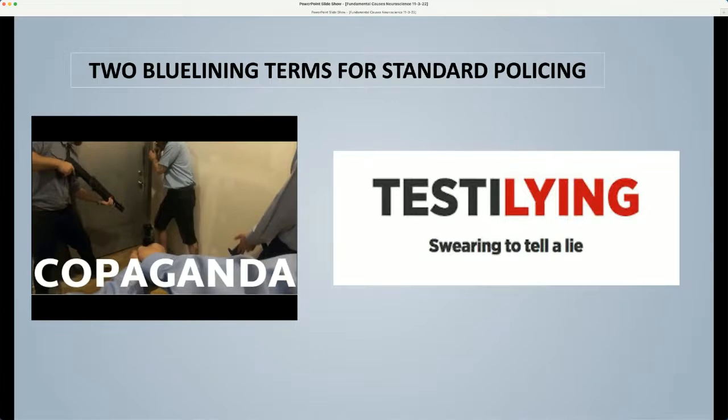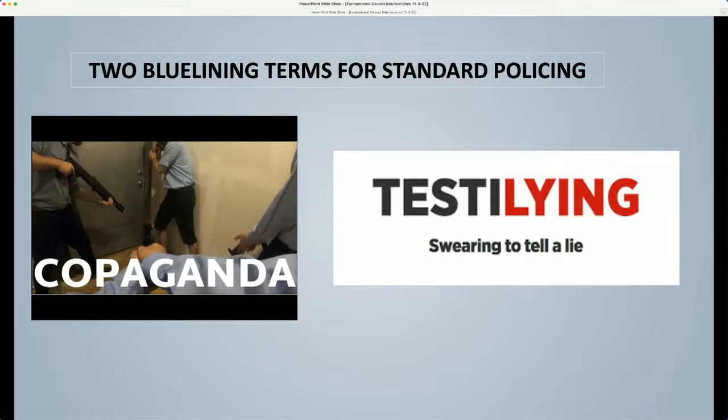Testifying, swearing to tell a lie, refers to the routine practice where cops lie, medical examiners lie, forensic experts lie, some of whom are in jail for their lies, all in aid of covering up police misconduct and sending black and brown folks to jail, many of whom are innocent but are convenient scapegoats. They help gin up police statistics, conviction rates, etc.